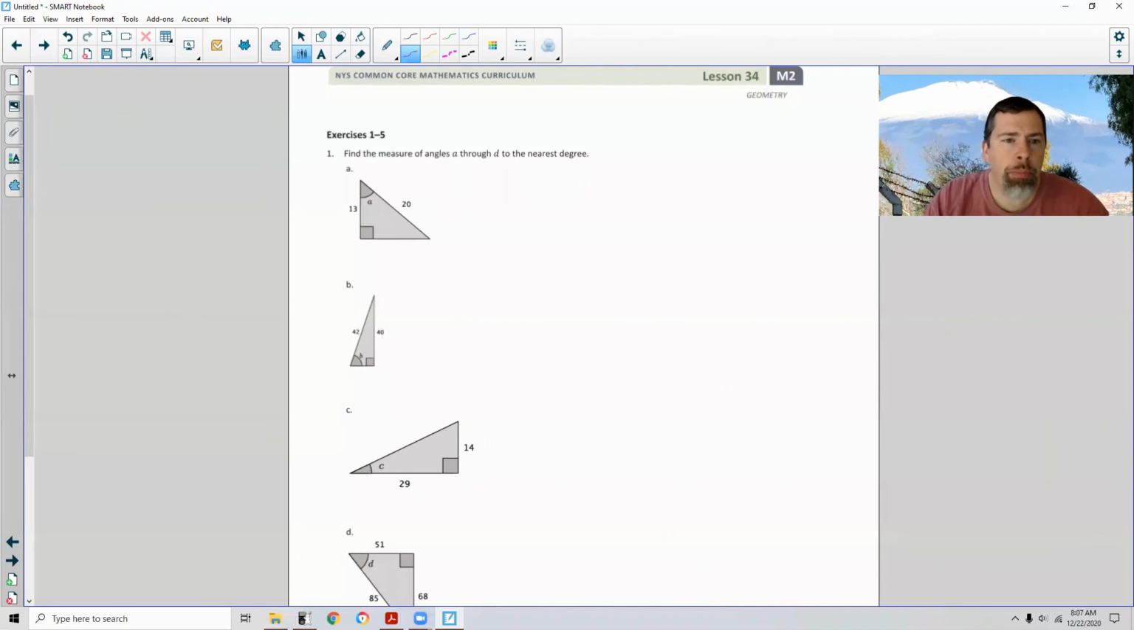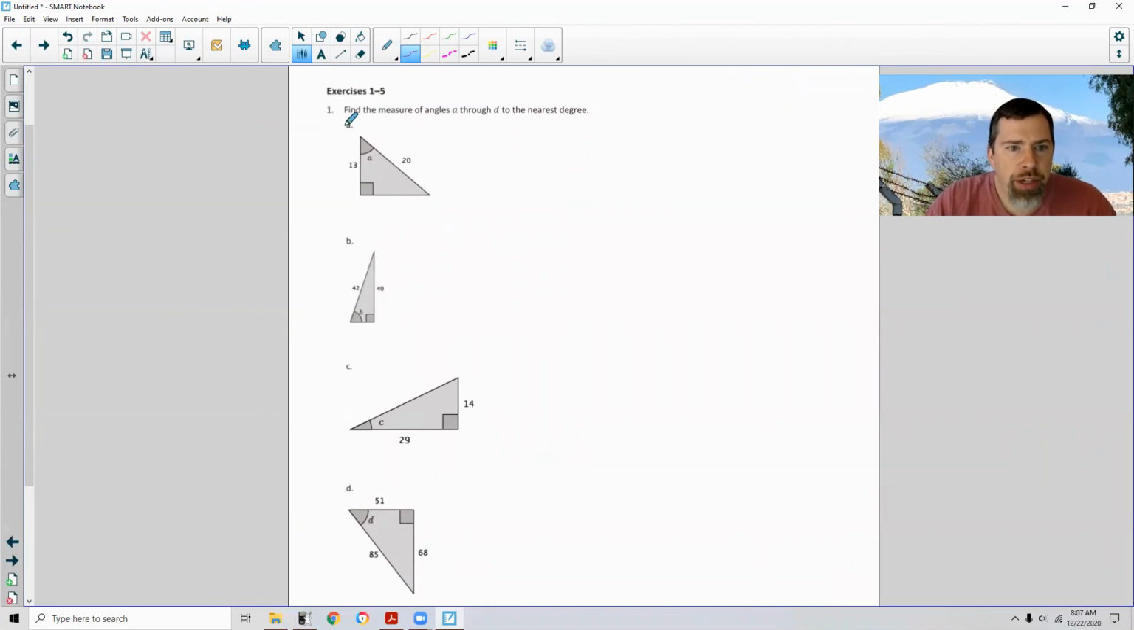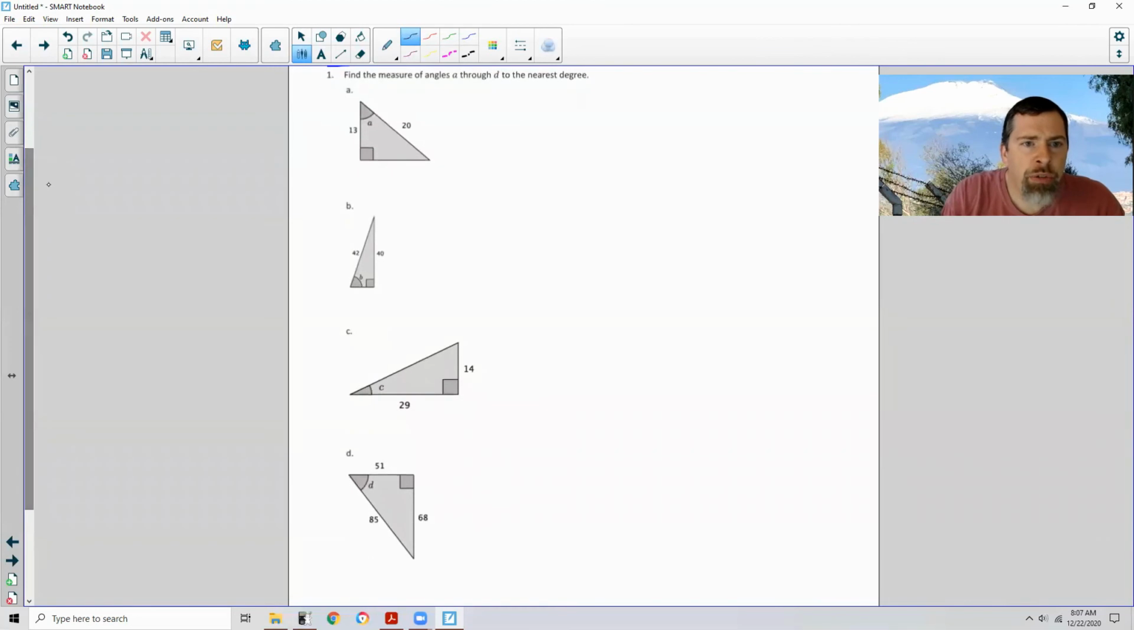Okay, moving right along to page 3 brings us to exercises 1 through 5. So here's exercise 1, parts A, B, C, and D. It says to find the measure of angle A through D to the nearest degree. So angle A in part A, angle B in part B, angle C in part C, and angle D in part D. These are exercises. Pause the video, see if you can do them, and then come back and check your solutions. Okay, without any further ado, I'm going to assume you paused the video and you're now checking your answers.